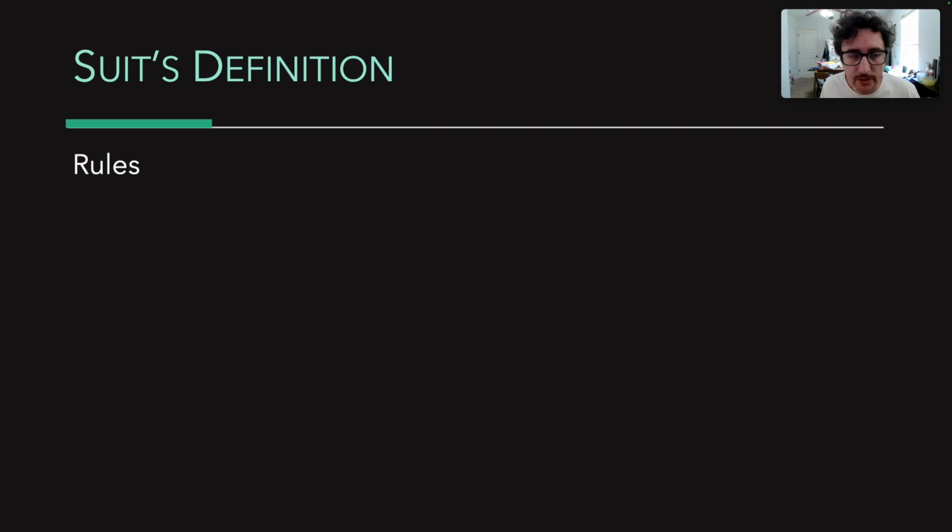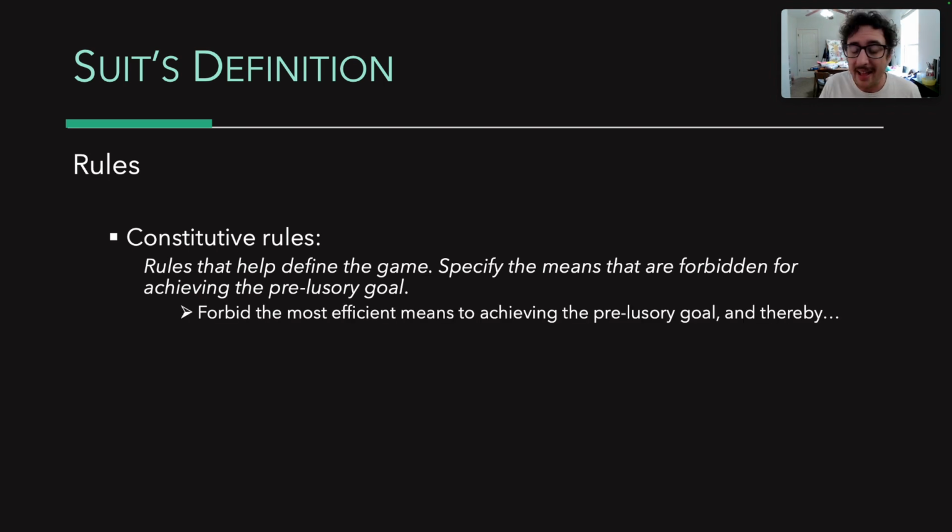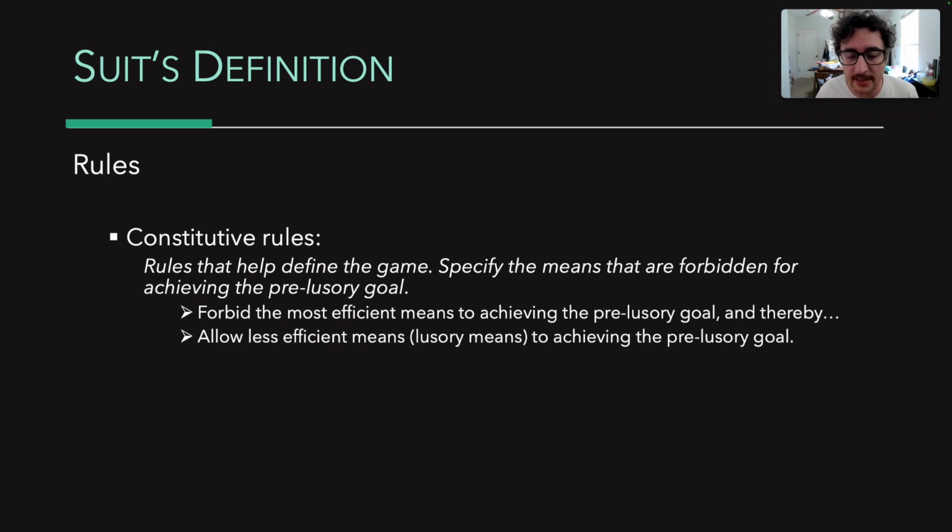Next, we have the rules. First, there are constitutive rules. These are the rules that help to define the game, help to define the activity. So these specify the means of achieving the goal that are forbidden. And these rules will then forbid the most efficient way of achieving that goal, and thereby allow some less efficient means. So those less efficient means that are allowed by the rules, you could call those the lusory means.